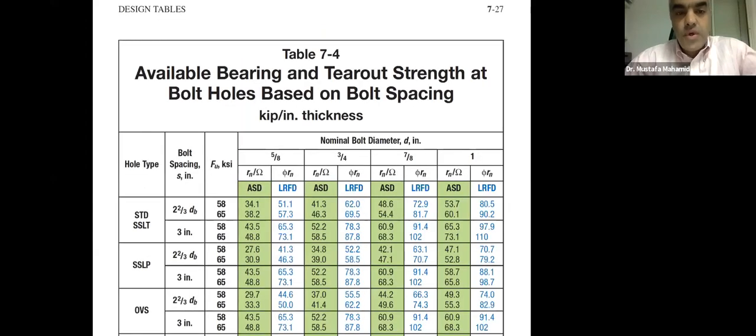If you notice, the units are in kip per inch. Of course, this is made because we don't know what material thickness we are dealing with. Usually if we have an issue with bolt bearing, we look at the thickness of the plate, and we may increase that to solve this issue. So we get the values from the table in kip per inch, and then multiply that by the thickness of the material to get it in kips for the tear out strength that depends on bolt spacing.